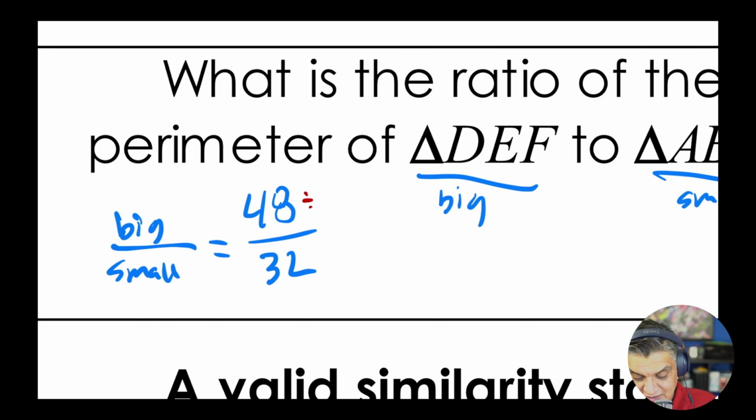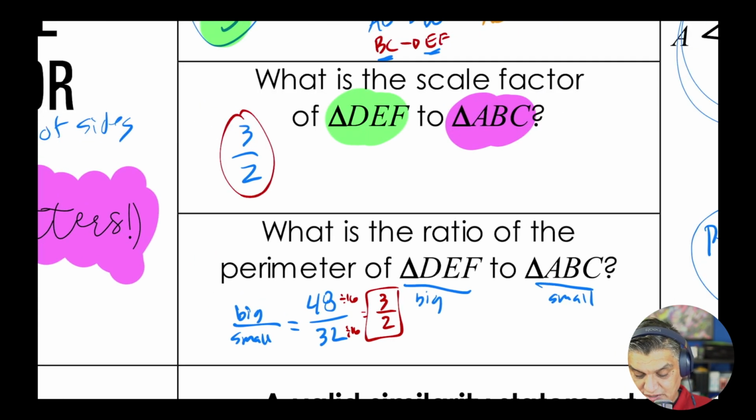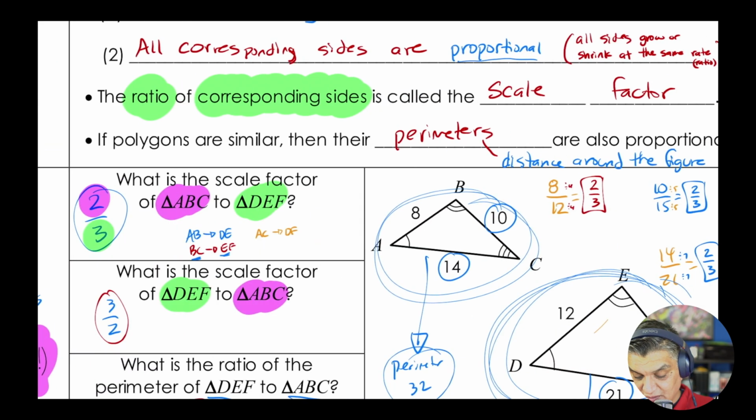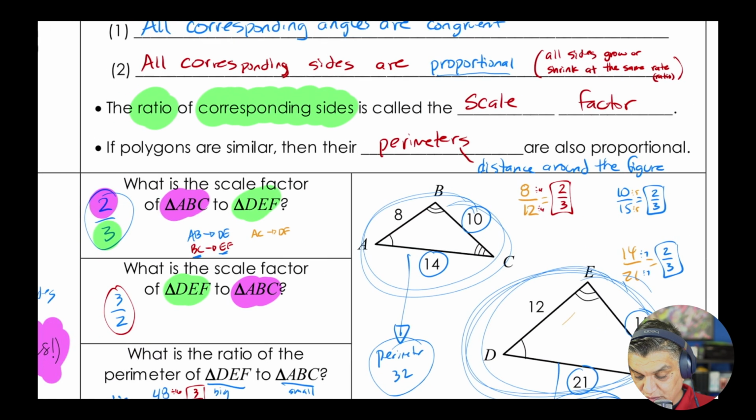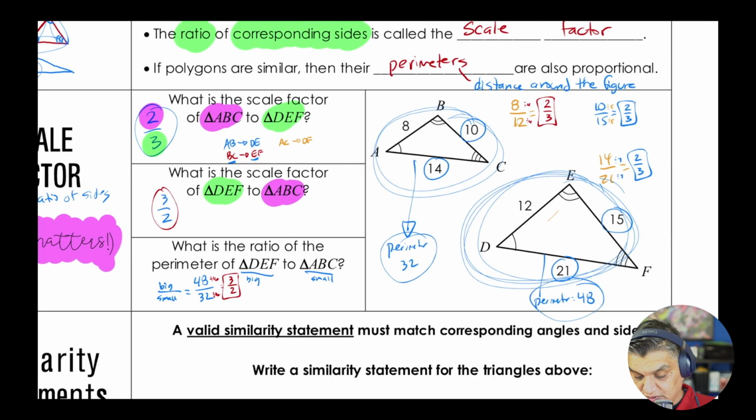So if I divide by 16, 48 divided by 16 is 3. 32 divided by 16 is 2. Guess what? It's the same ratio. And we're not surprised because we said that over here. Their perimeters are also proportional. Okay? So that's just a little proof that their perimeters are also proportional.